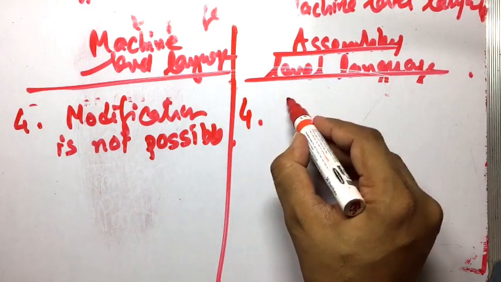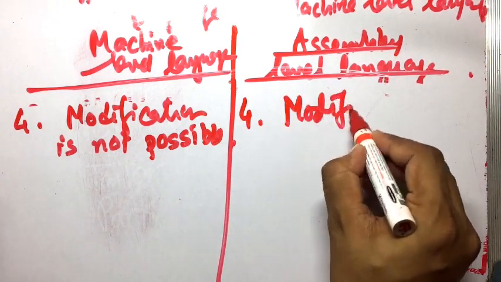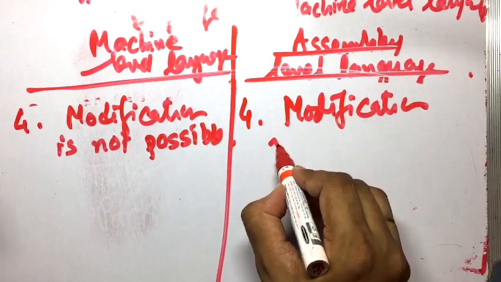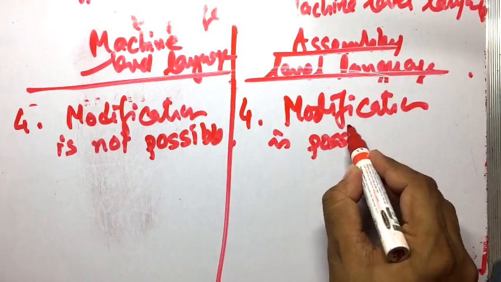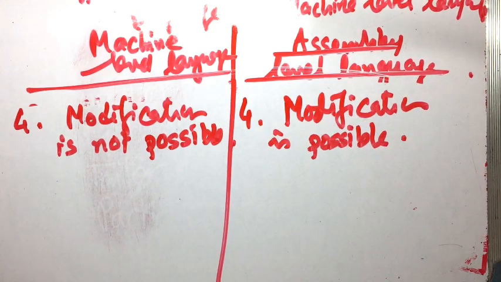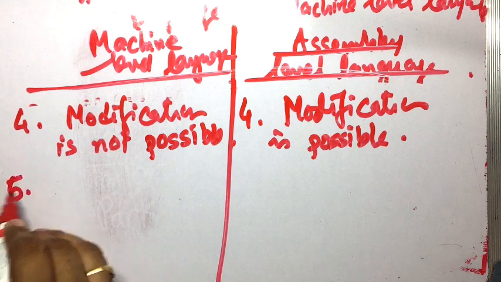Now, in assembly language modification is possible because there is a set of instructions, so we can modify the instructions. Here modification is not possible. Here modification is possible.